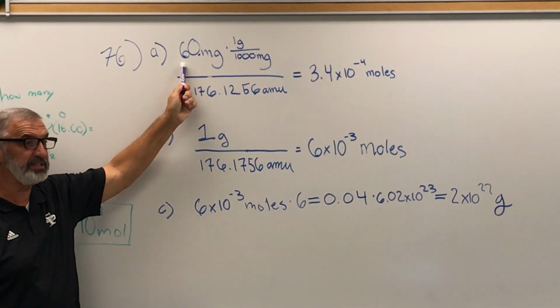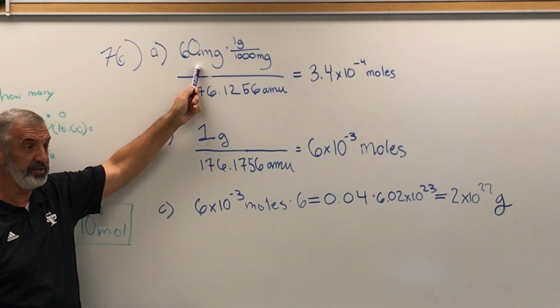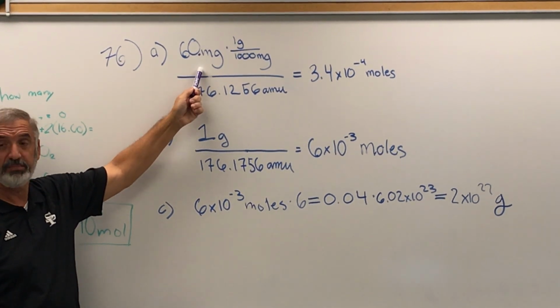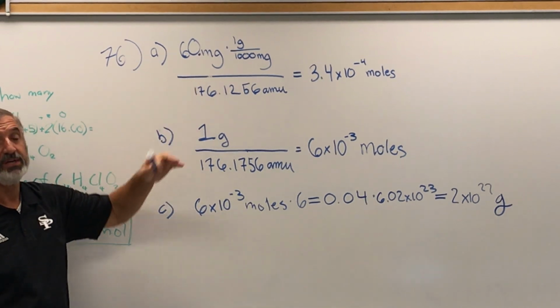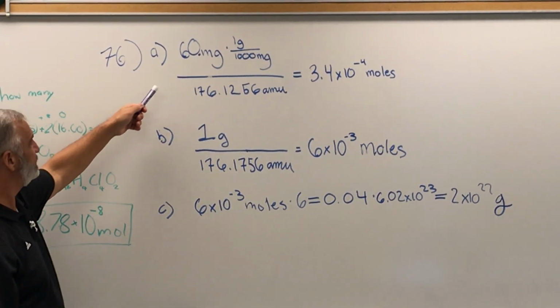As 60 without the decimal point, there's only 1 sig fig. But by putting the decimal point there, that makes the 0 exact. That means there's 2 sig figs. Okay? So little details, you got to pay attention. This setup here is all correct.